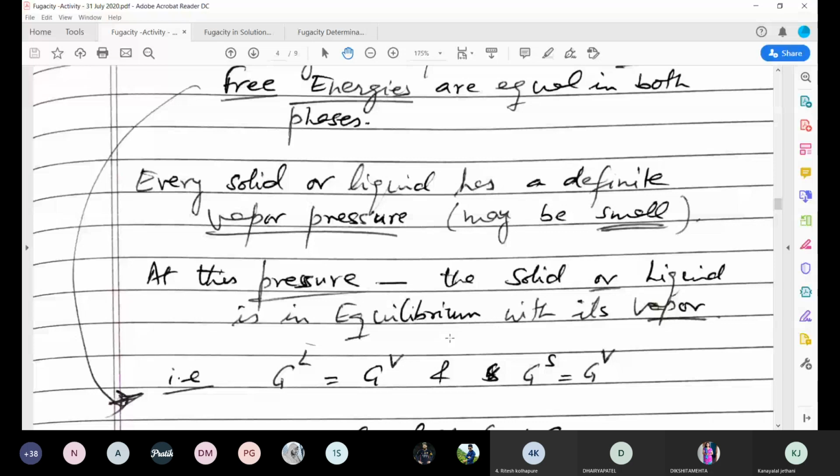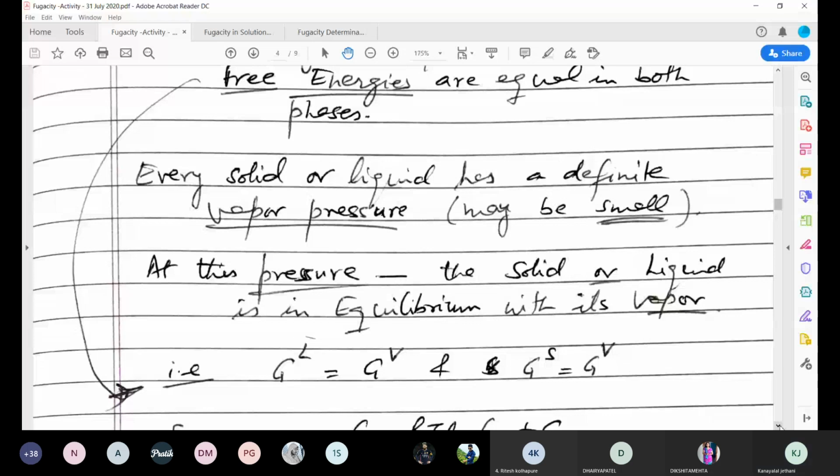Similarly, for solid vapor equilibrium, molar free energy in the solid phase is equal to molar free energy in the vapor phase. Then there is equilibrium between solid and vapor in this case, and liquid and vapor in vapor-liquid equilibrium.